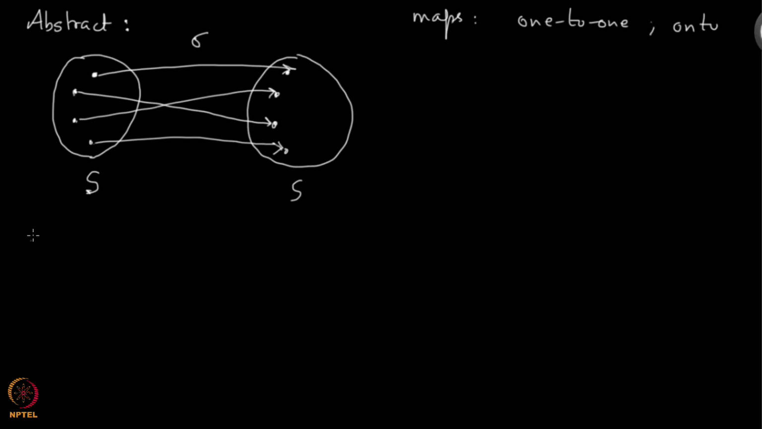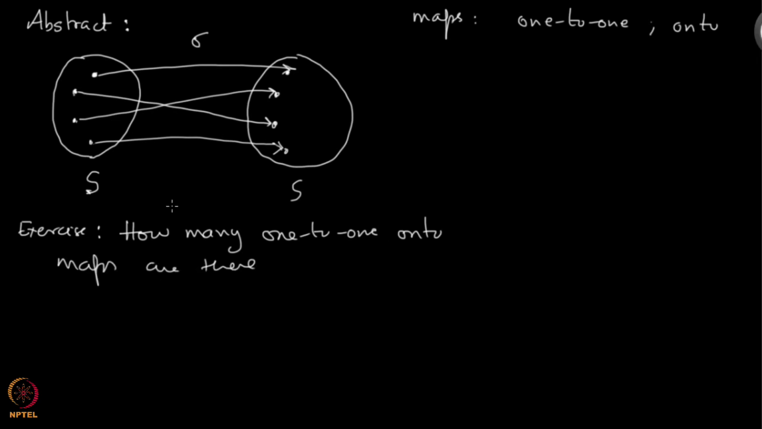Now, let us do a simple trivial exercise. I will ask how many maps are there on this set, which has only 4 elements, which are one to one and onto. How many such maps are there? That is easy to find out. So, we want to know how many one to one onto maps there are for this set S, which has 4 elements.